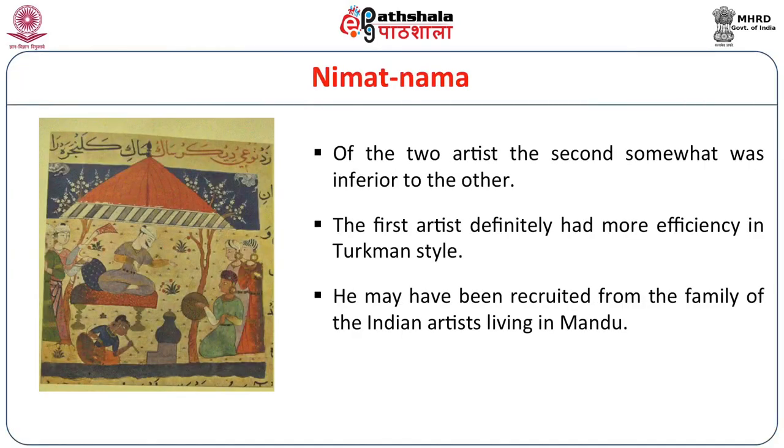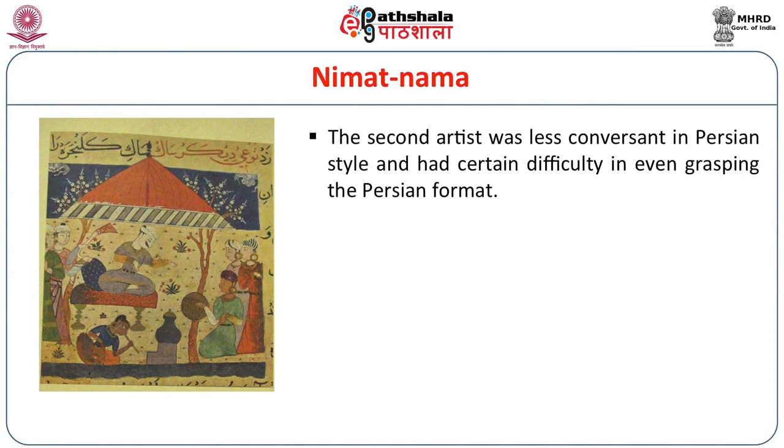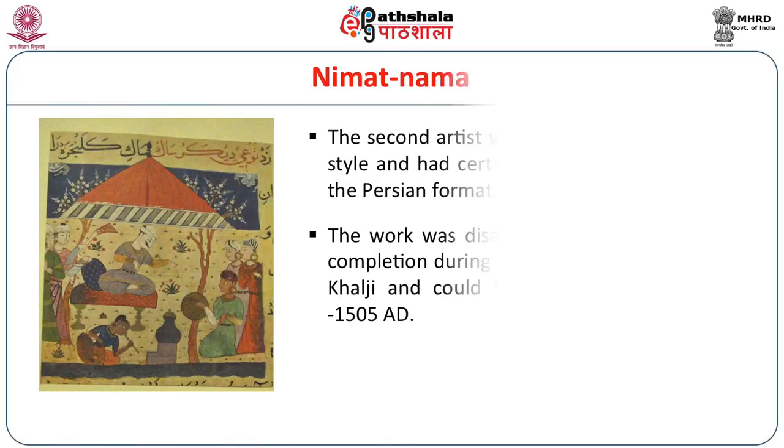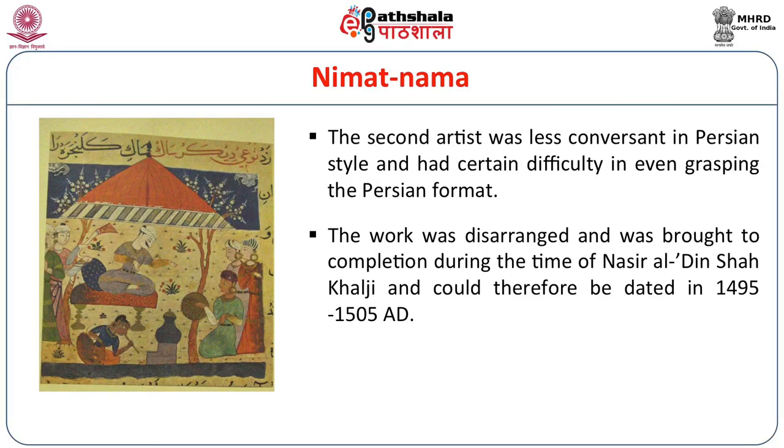So perhaps the first artist was recruited by the family of Indian artists living in Mandu. The second artist was less conversant in the Persian style and had certain difficulty in grasping the Persian format, which makes these illustrations very interesting. The work was disarranged, true. The work was brought to completion during the time of Nasir al-Din Shah Khalji and could therefore be dated to, let's say, about 1495 to 1505.